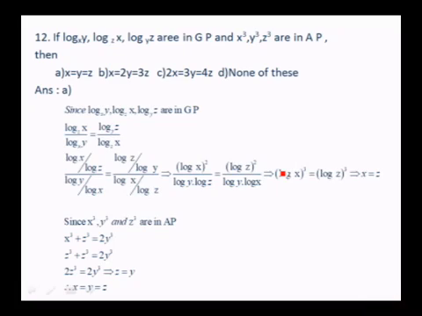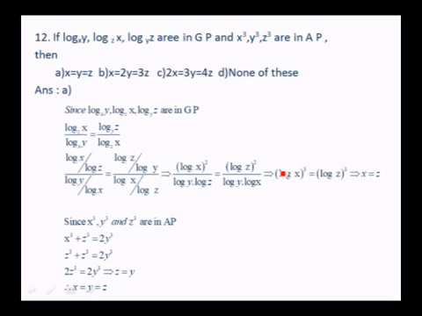Log y to the base x, log x to the base z, log z to the base y are in GP, and x cube, y cube, z cube are in AP. Then the options you are having, four options: x equals y equals z, x equals 2y equals 3z, 2x equals 3y equals 4z, and none of these.